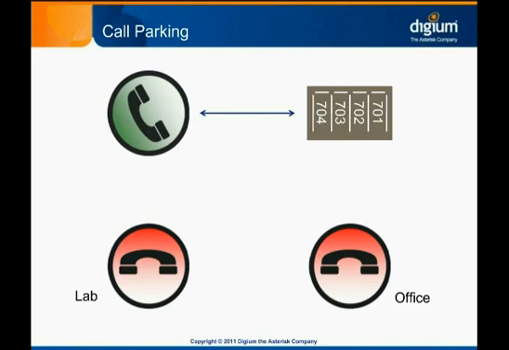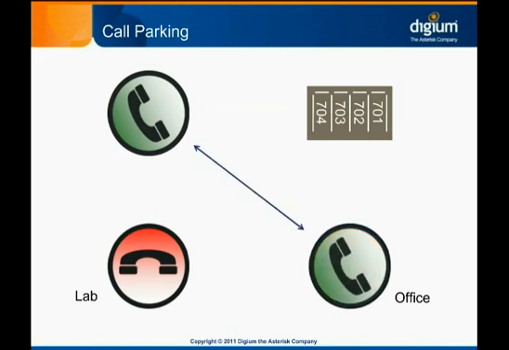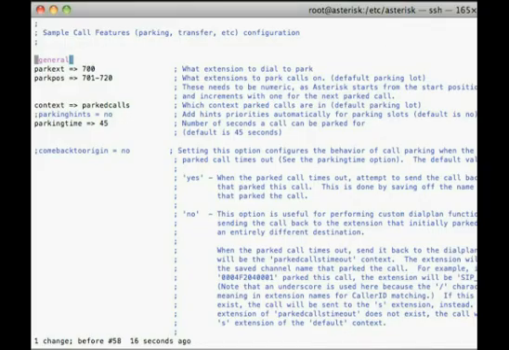The parking lot extension number will be read back to you by the system, and you can then dial this extension from your office phone, and Asterisk will bridge the call, allowing you to speak once more to the original party. Alternatively, you can tell someone else the parking lot extension where the caller is parked and have them pick up the call. Call parking is configured in features.conf.